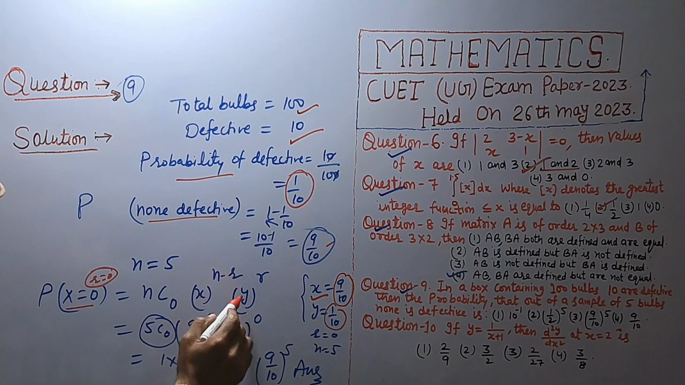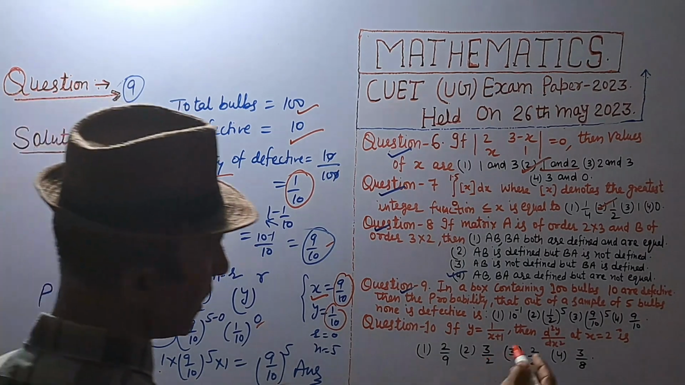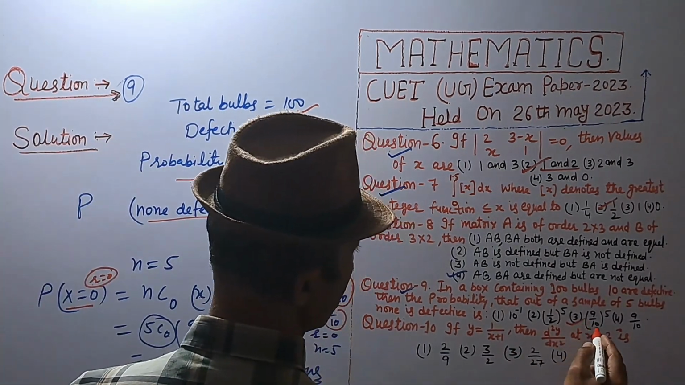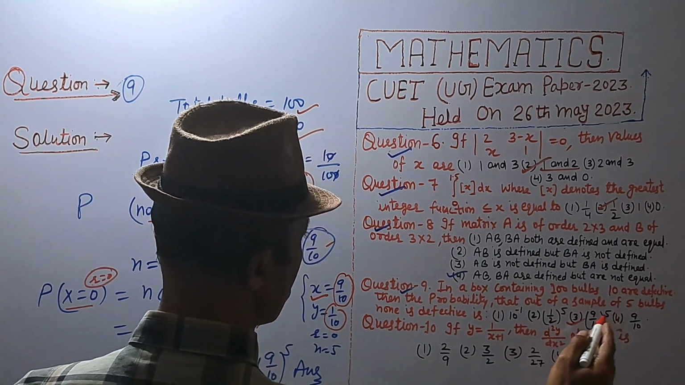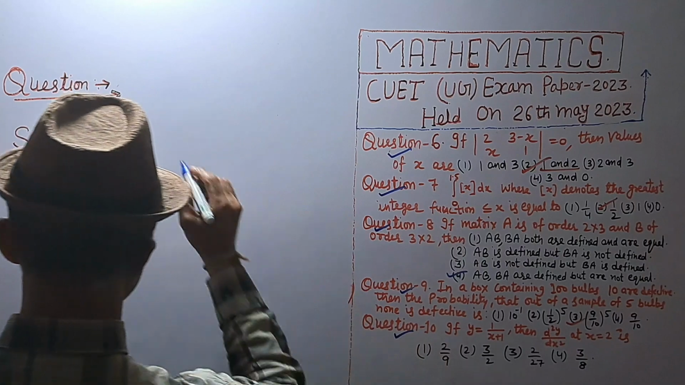nCr x raised to power n minus r, y raised to power r. 5C0, 9 upon 10 raised to power 5 minus 0 and 1 upon 10 raised to power 0. Something raised to power 0 is 1, and 5C0 will be 1. 9 upon 10 raised to power 5 minus 0 is 5. So we get 9 upon 10 raised to power 5, that is option 3rd, 9 upon 10 raised to power 5. Answer.